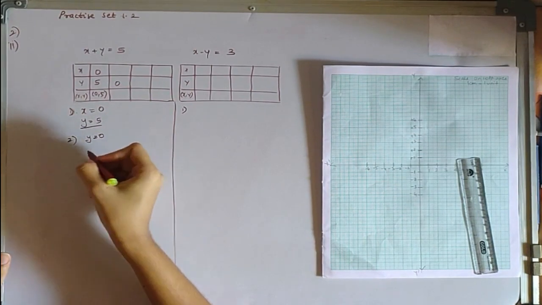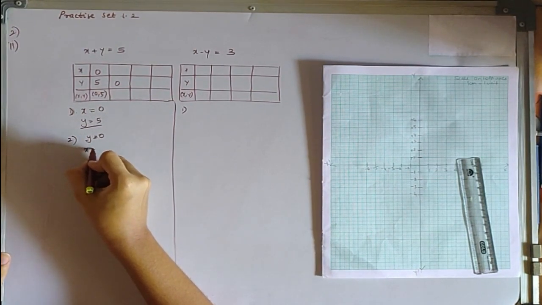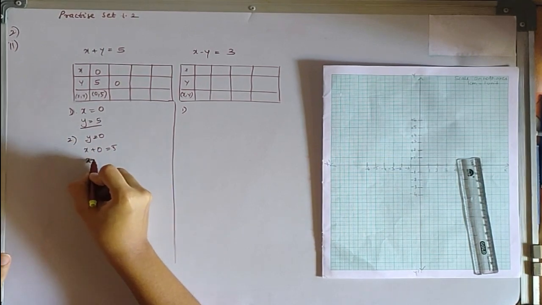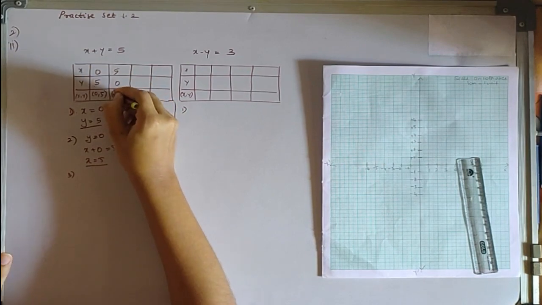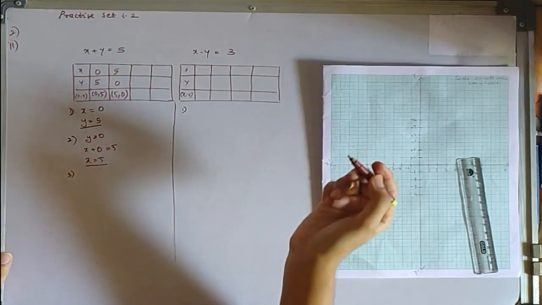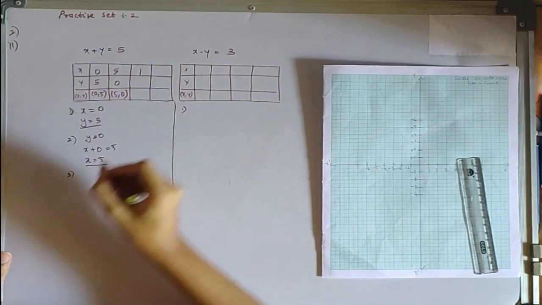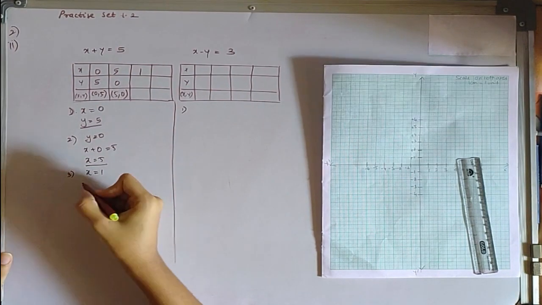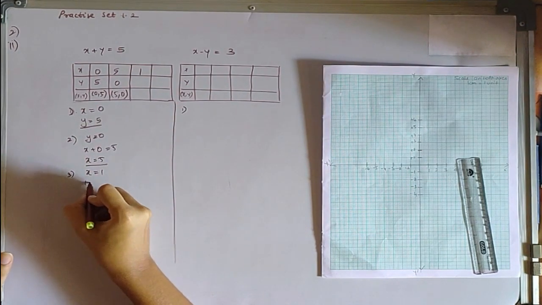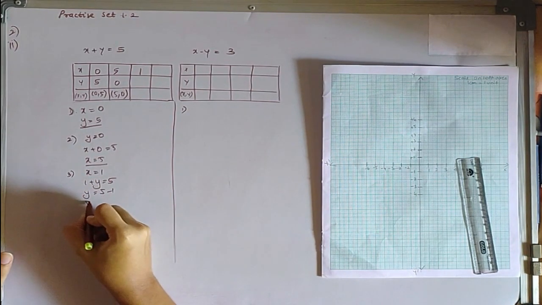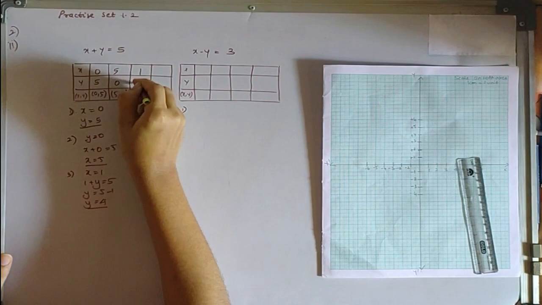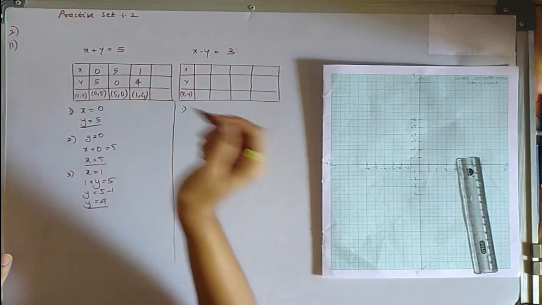So for y is equal to 0, my x will be x plus 0 is equal to 5, x will be 5. So this will be 5, 0. Now suppose I take x is equal to 1. What will be my y? 1 plus y is equal to 5. So y is equal to 5 minus 1. y is equal to 4. Fine. This will be 1, 4.